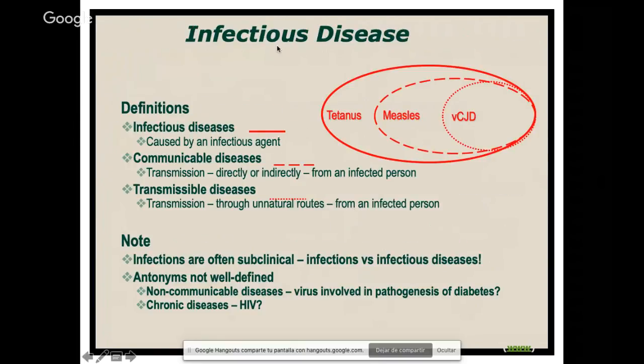So, what is an infectious disease? Its definition: an infectious disease is caused by an infectious agent, such as tetanus, measles, or HIV. What is a communicable disease? It is a disease that requires transmission directly or indirectly from an infected person. A transmissible disease is transmitted through unnatural routes from an infected person. And sometimes infections are subclinical. You will have the infection, but not the infectious disease.